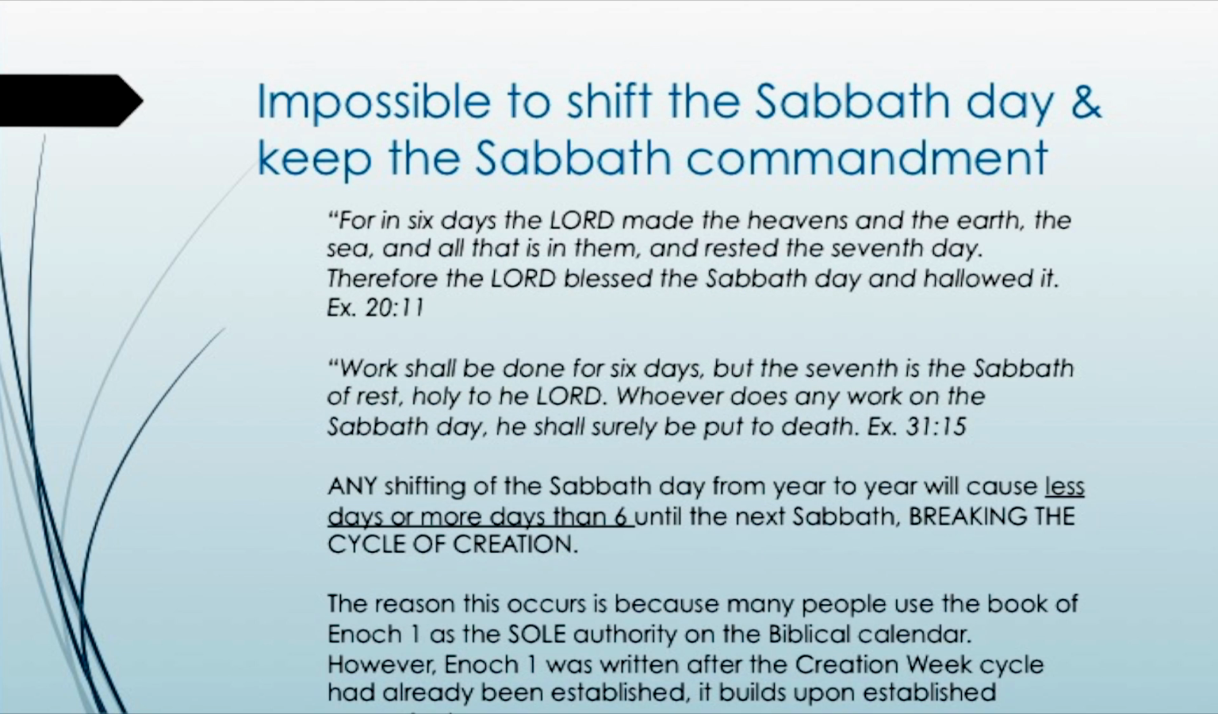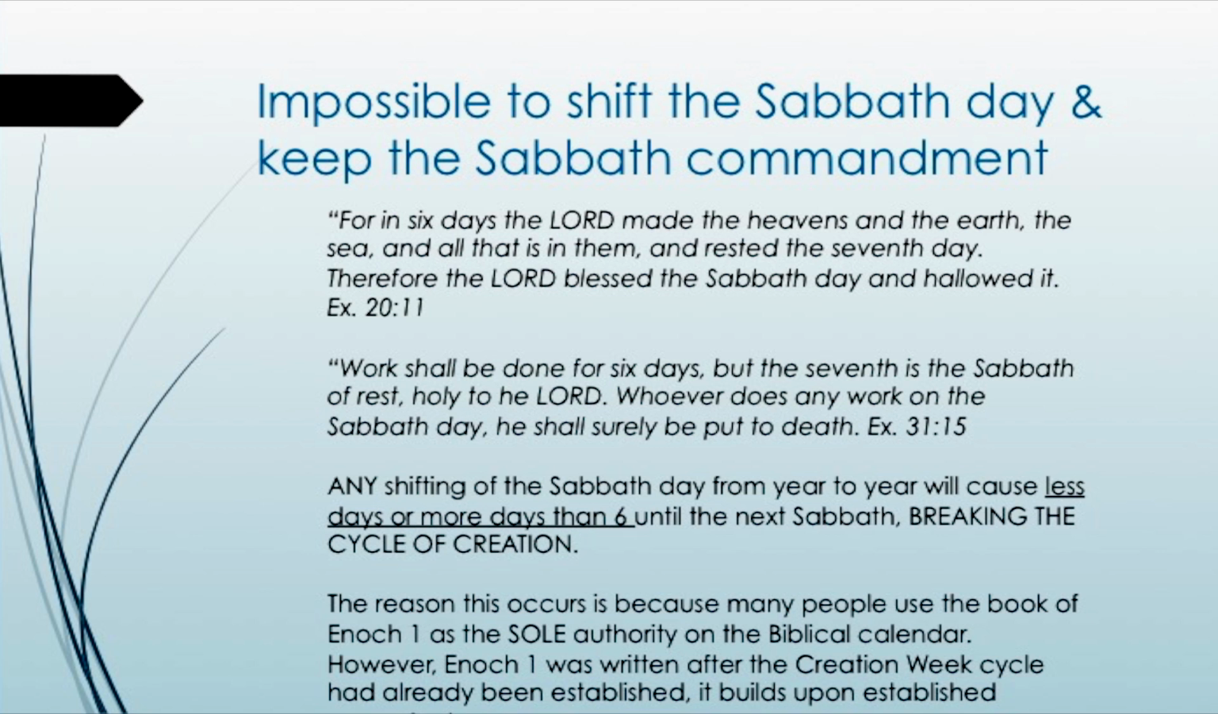It is impossible to shift the Sabbath day and to keep the Sabbath commandment holy. For in 6 days Yah made the heavens and the earth, the sea and all that is in them, and rested the 7th day. Therefore Yah blessed the Sabbath day and hallowed it. Exodus 20:11. Work shall be done for 6 days, not 5, not 4. But the 7th day is the Sabbath of rest, holy to Yahweh. Whoever does any work on the Sabbath day, he shall surely be put to death. That's in Exodus 31:15.